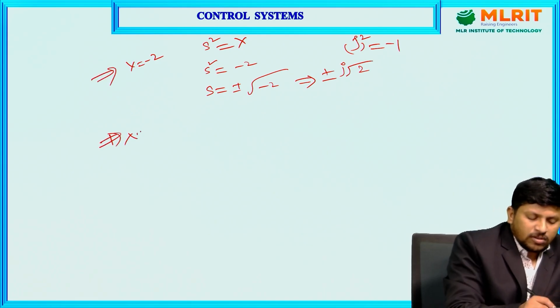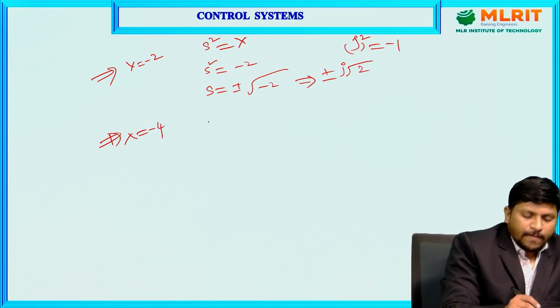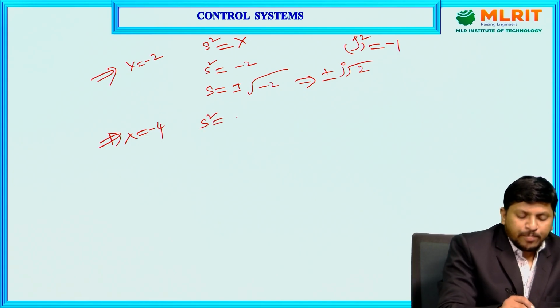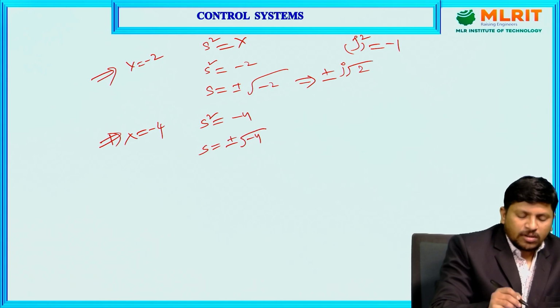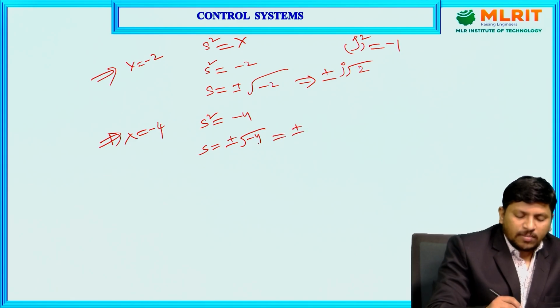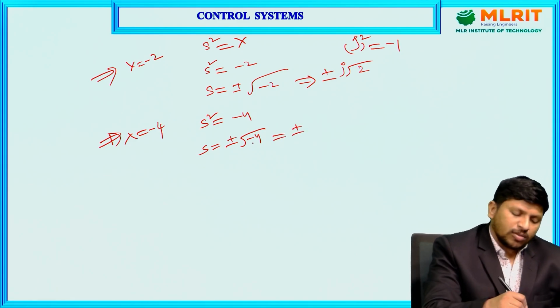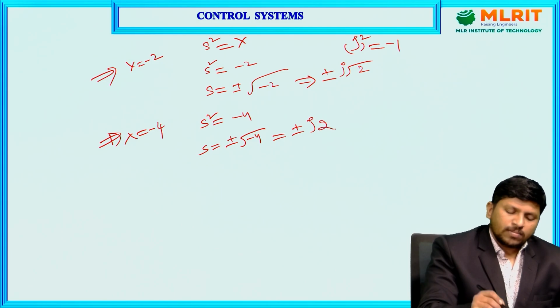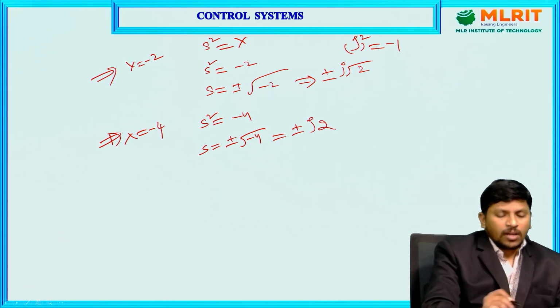For x equals minus 4, s square equals minus 4, and s equals plus or minus under root of minus 4. So plus or minus, again j square equals minus 1. Minus 1 multiplied with 4 gives minus 4. So the j square root and square get cancelled: plus 2j or minus 2j. 2 roots.